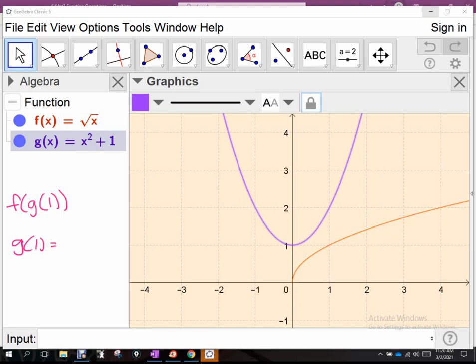So if g of 1 is the y value, it's the y value when x is 1 on the g function. Well, the g function is the purple one. Let's go to the purple one. What's the y value? 2. So now we know g of 1 is 2. Does that make sense? So can I replace that with 2? So this is actually f of 2. So now I get this new question. What is f of 2? What is the y value of the f curve when x is 2?